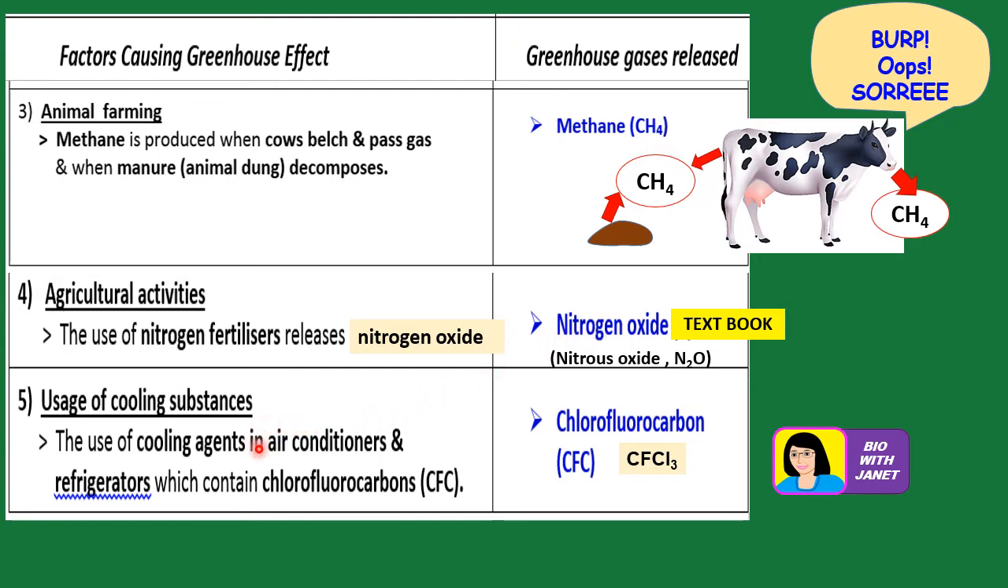Now, usage of cooling substances, that means the cooling agents in air conditioners and refrigerators, which contain chlorofluorocarbon or CFC, right? So chlorofluorocarbon is a chemical that is also a greenhouse gas, CFCl3. Okay.